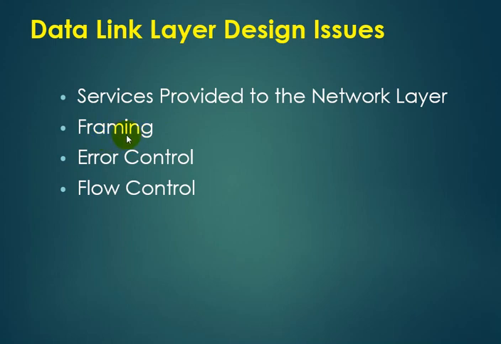Framing means it breaks the stream of bits up into discrete frames, whereas error control means how the sender knows whether all the packets are correctly received or not. That will be checked based on error control. So error control checks whether the data packets sent by the sender are received correctly or not. And flow control is just how to prevent a sender from overloading the receiver with messages. So these are the design issues taking place in the data link layer.